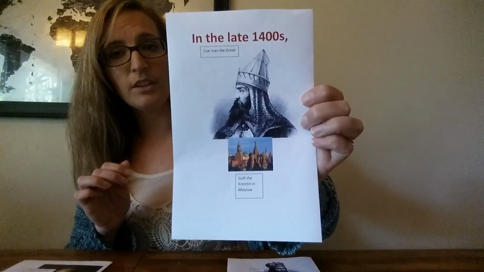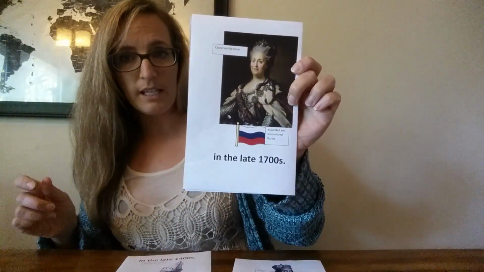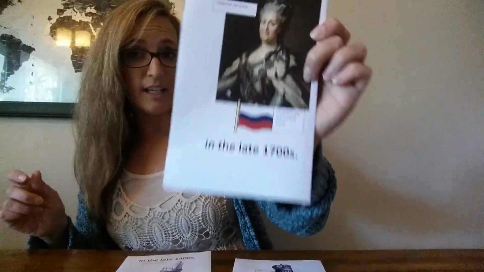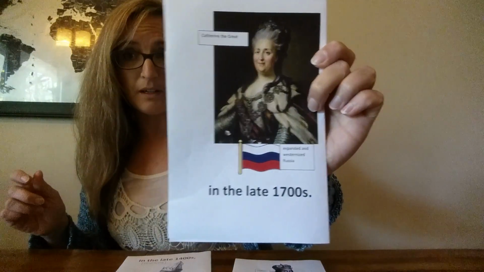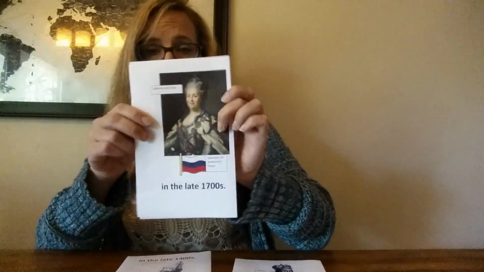In the late 1400s, Tsar Ivan the Great built the Kremlin in Moscow. And Catherine the Great expanded and westernized Russia in the late 1700s. So this is just clip art. I can't do anything fancy, so it's on Word.